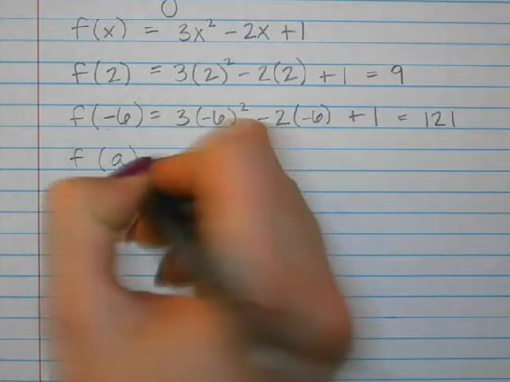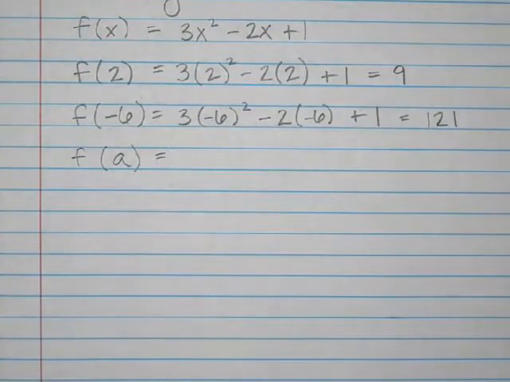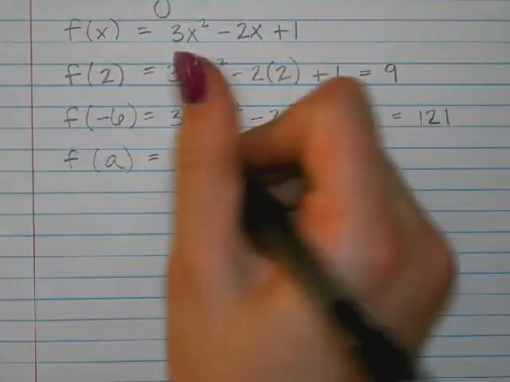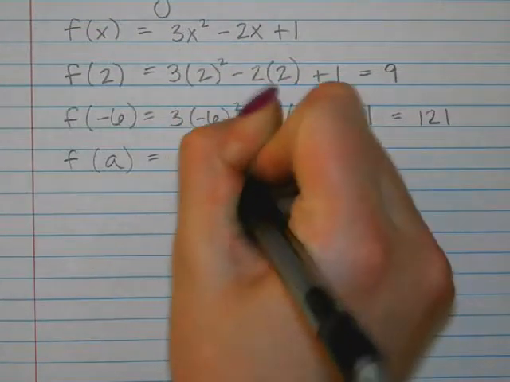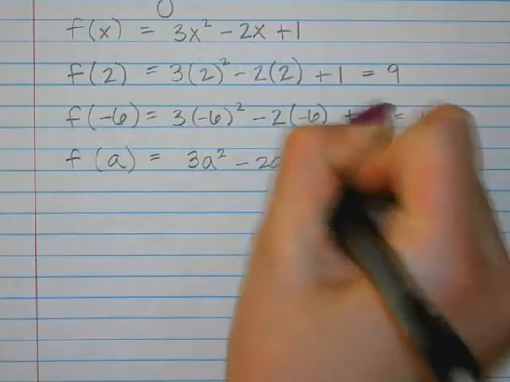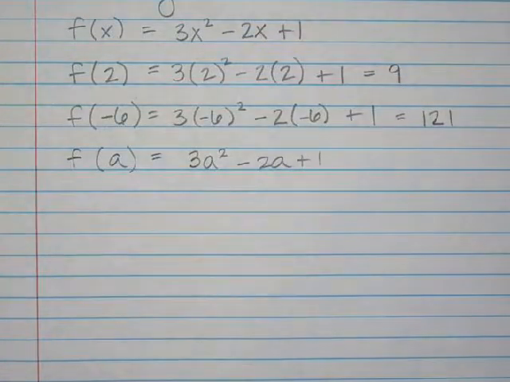A. So this time we're going to evaluate the function for a. So what would that give us? The same thing, just with an a instead. So we'd say, oh, that's 3a squared minus 2a plus 1. That's it. Just take the x's, switch them with an a instead.